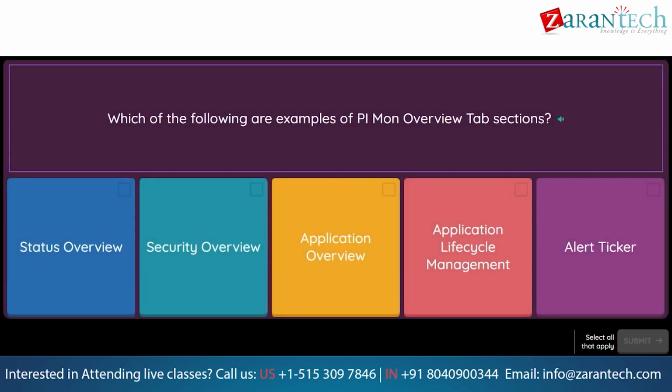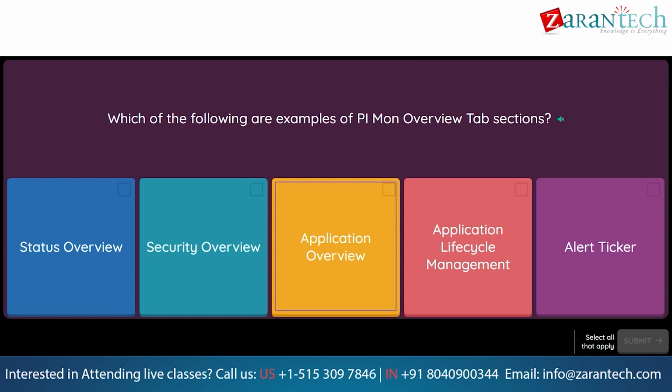Question: which of the following are examples of PIMon Overview tab sections? Option 1: Status Overview. Option 2: Security Overview. Option 3: Application Overview. Option 4: Application Lifecycle Management. Option 5: Alert Ticker.